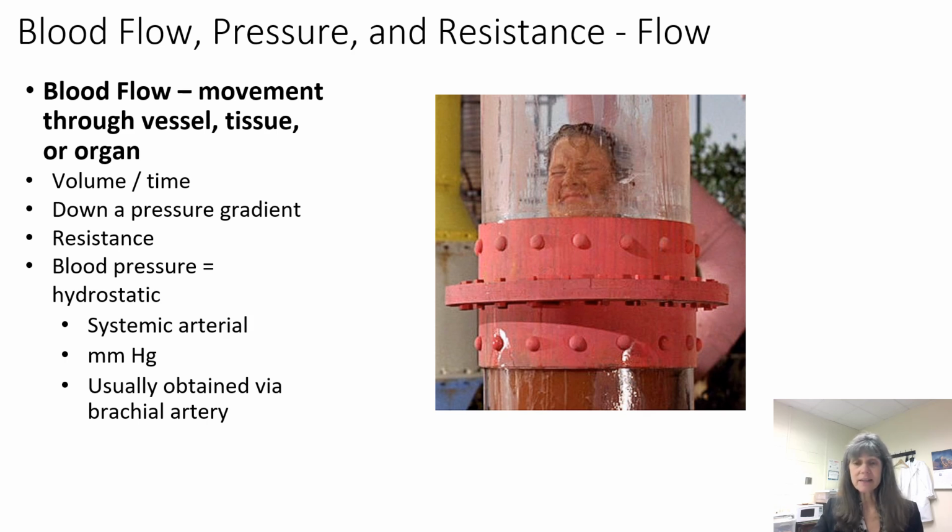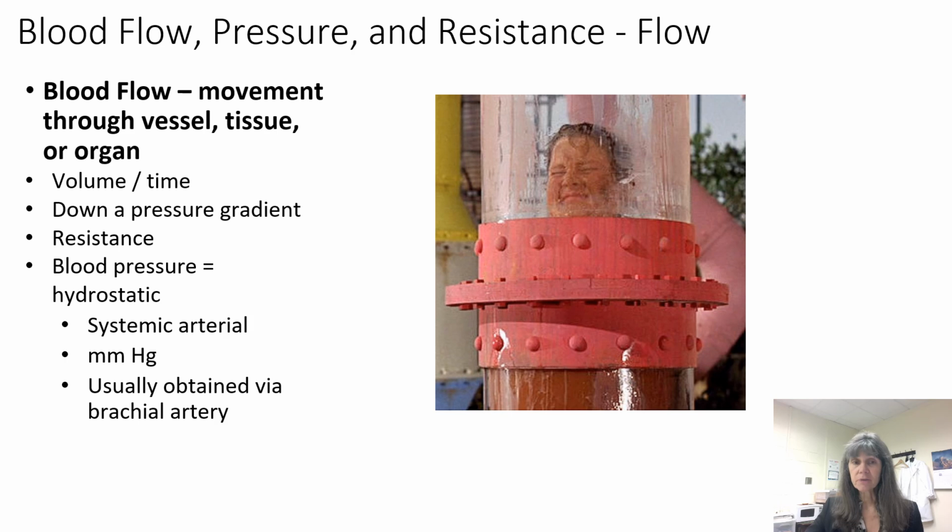Blood flow is basically the movement of blood through a vessel, tissue, or organ, and is measured in volume over time. Remember that blood will flow down its pressure gradient from high pressure to low pressure, and resistance is what can slow down or impede the flow of blood. The greater the resistance, the slower the flow.